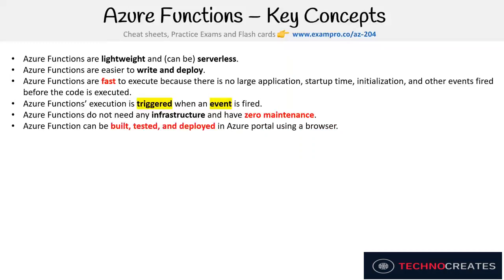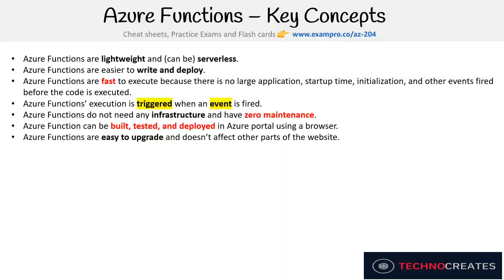Azure Functions can be built, tested, deployed in the Azure portal using a browser, only if you're using Windows. So if you are hosting on Linux, there are definitely lots of limitations in the Azure portal. If you're using Windows, then there's no problem. In most cases, you should just use Windows because you're not going to be able to tell the difference in most cases. But if you want to take the full advantage of being able to work in the portal, absolutely use Windows.